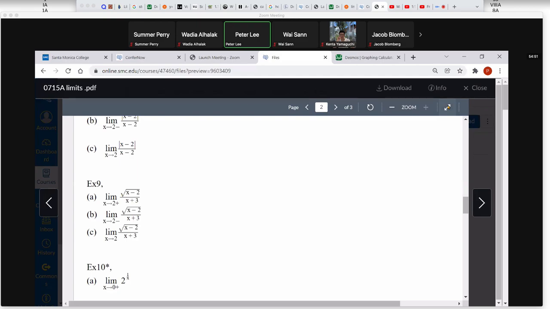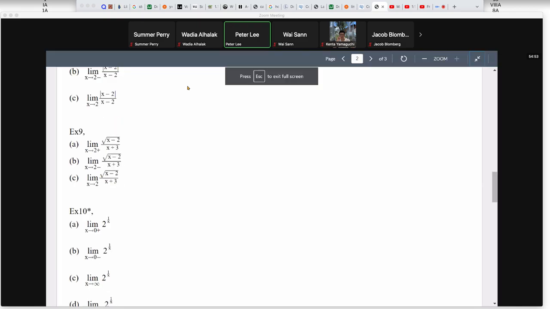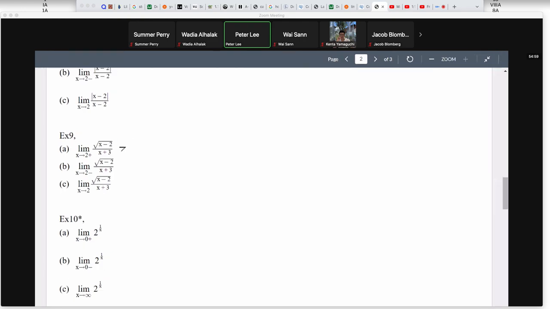Now, example 9, so let's see what we have here. This one here is a limit, so annotate here. What is example 9 part A? Look at the limit as x is approaching 2 from the right, 2 plus. This guy is actually 0 over 3, 0, 5, which is actually equal to 0.